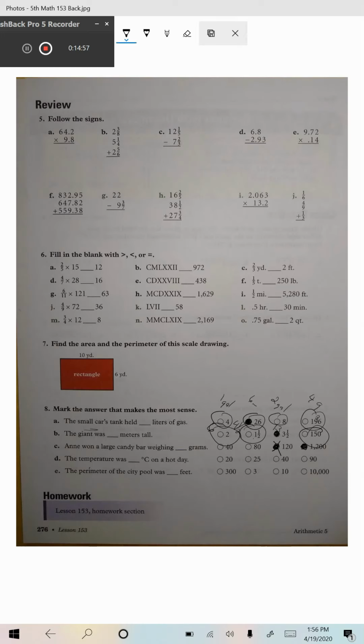The temperature was how many degrees Celsius on a hot day? Now this one is really hard for us. So let me see if I can find Celsius on this thing I'm doing. Nope. I mean, 20 degrees Celsius to Fahrenheit. Let's see here. So 20 degrees is 68 degrees Fahrenheit.